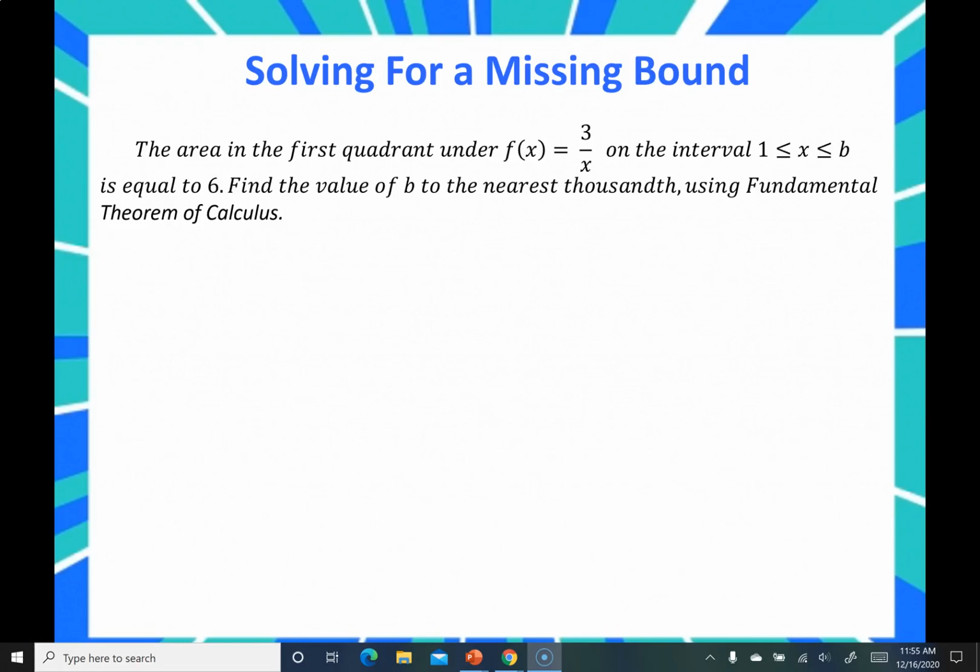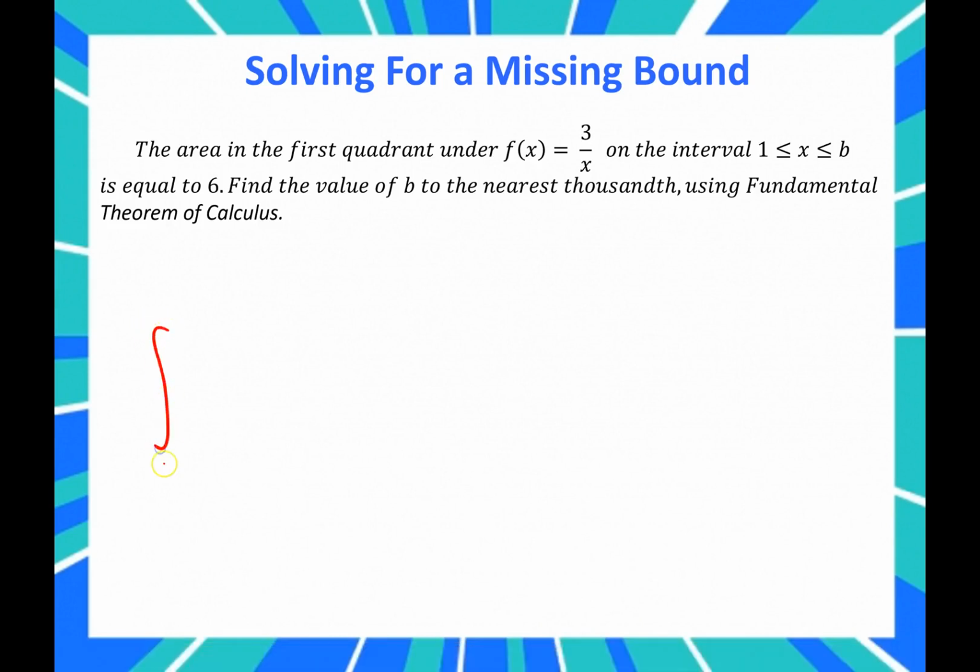All right, this topic is solving for a missing bound. And what I mean by that is if I have an integral like this from 0 to b of x cubed is equal to 56, I'm saying, hey, the area under my curve of x cubed is 56. What would this b have to be? So that's what this question is going to be asking.